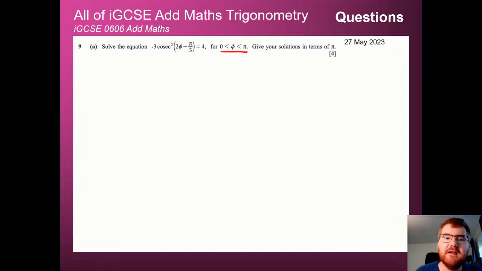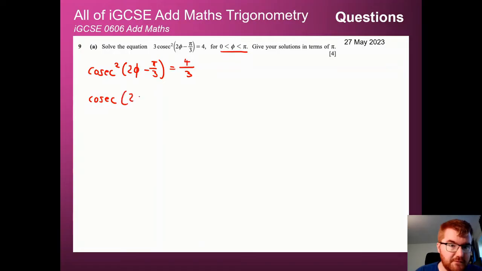So the first thing that we'll do here is just divide by 3 on both sides. So cosec squared (2phi minus pi over 3) is equal to 4 over 3. We're going to square root both sides, so that gives us cosec (2phi minus pi over 3), and we're square rooting top and bottom, so we get plus minus, so keep that in mind. Square root of 4 is 2. Square root of 3 is just square root of 3.